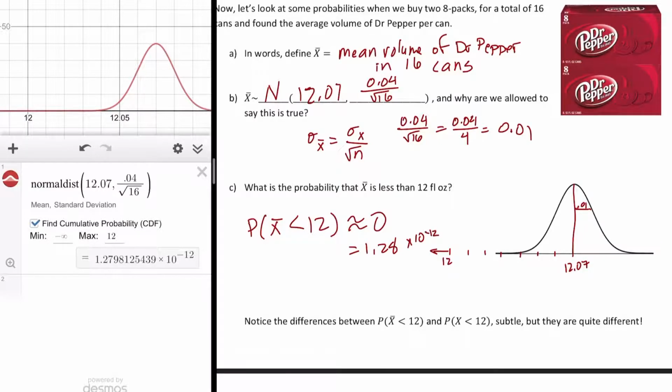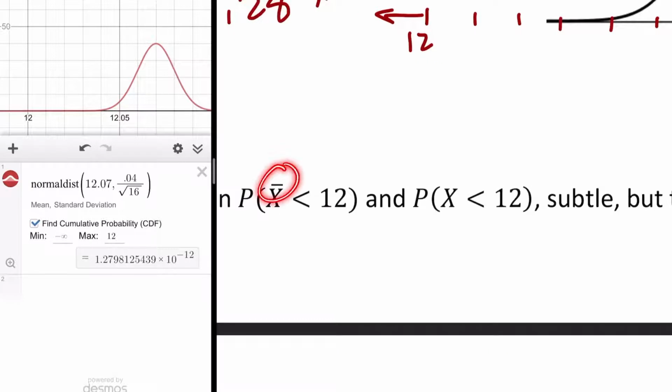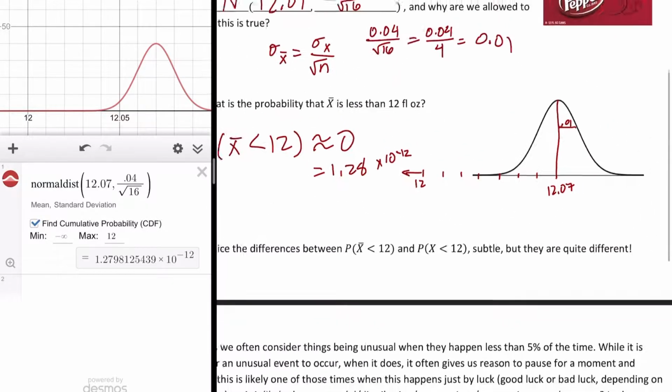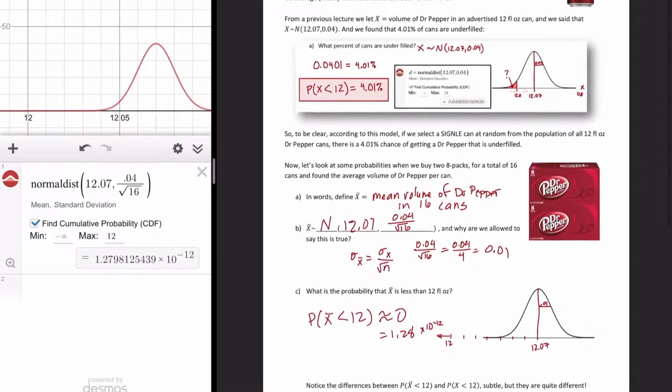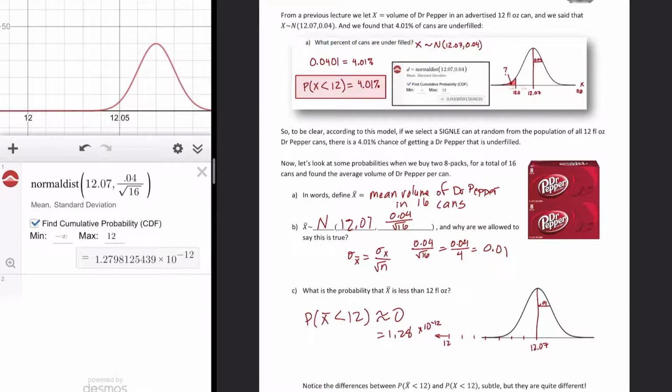So I want you to notice the differences between these two. One, just visually, one has a bar, the other one doesn't. So that's a tiny little difference. But notice conceptually what's happening, how they're actually pretty significantly different. One is a single can, and the variability within that single can is a 0.04 standard deviation. But when I'm looking at the average of 16, my standard deviation has dropped down to 0.01, 4 times as small. So the likelihood that I get a number as far away as 12, or basically 7 standard deviations, is pretty rare. Not impossible, but pretty rare. So it's not very likely that you would get that underfilled.